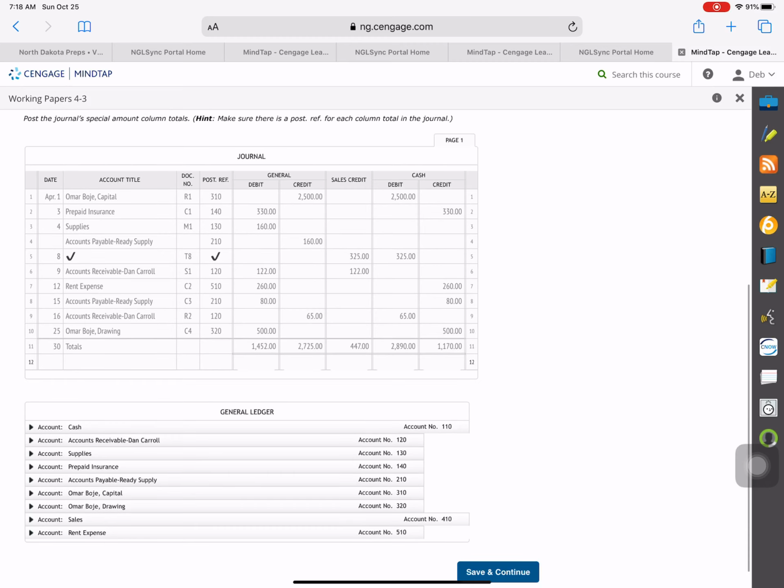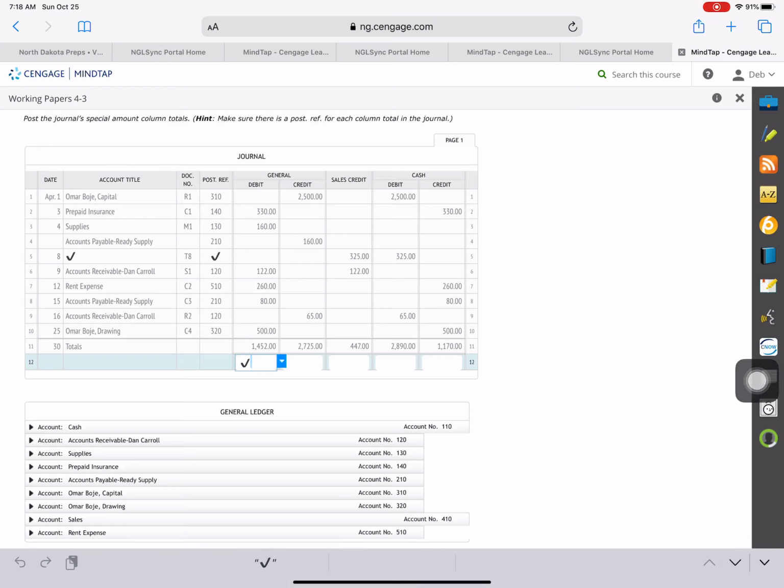Okay, so our first column that we're going to post will be general debit. And since we have posted those all individually, we will go down here and we will place a check mark indicating that this total is not posted. The same with our general credit. Those have all been posted individually to our account titles, so we will place a check mark there.